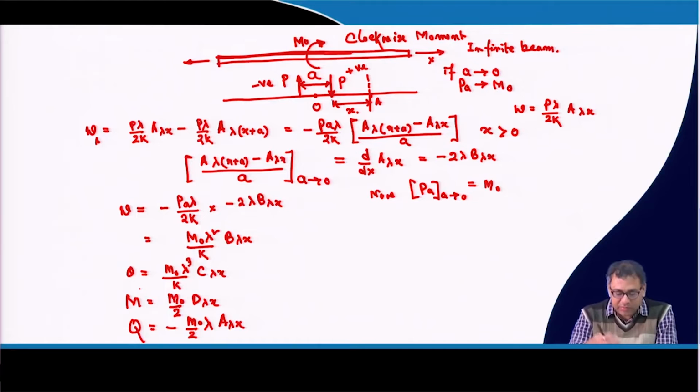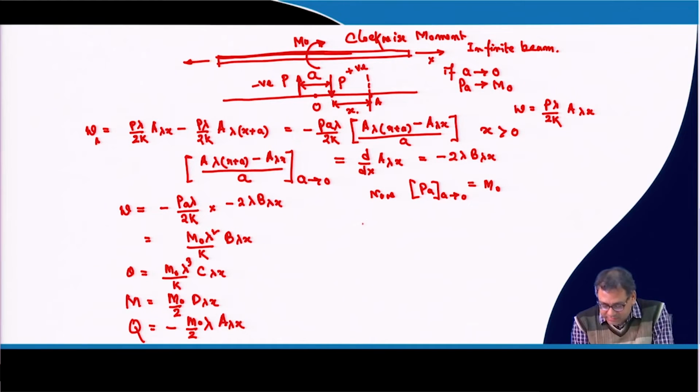Thus, if you do dw/dx, you will get the slope, then d square w/dx square gives the moment, then dM/dx is for the shear force, like this. Now, all these equations are valid for x greater than or equal to 0.